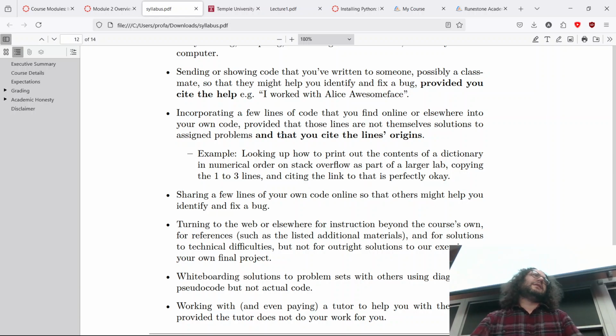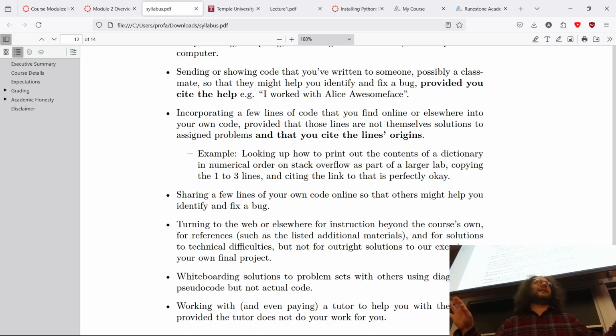And how do you cite something? You just simply drop me the URL where you found it. It's that easy. This course doesn't use MLA or anything like that. You just give me a URL.